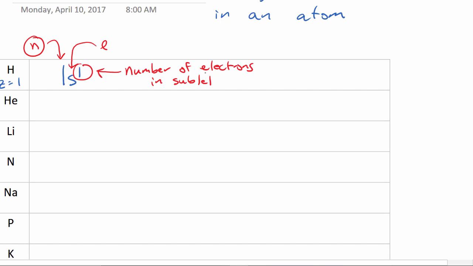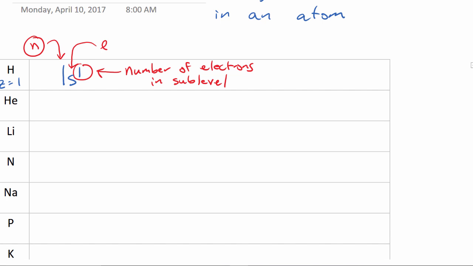Or subshell is another term. Whether I use sublevel or subshell, they represent the same thing. And so what this tells us is that there's 1 electron in the 1s subshell. And we read it as 1s1. It's not an exponent, so you don't say 1s to the first. We say 1s1 is the way that this one is read.